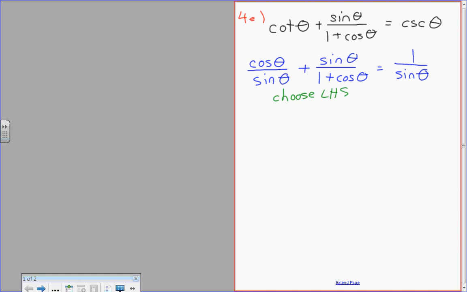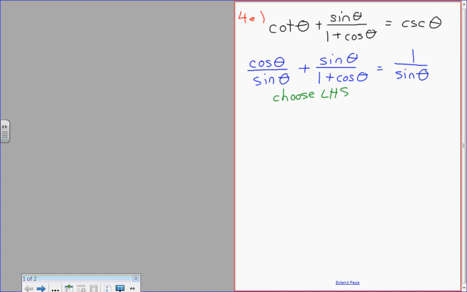Yeah, go ahead. Common denominator works for me. Somebody other than David, please. What's my common denominator going to be? And if your hand is not in the air, you should be thinking. What's our common denominator going to be here? Dan, go ahead. Sine. Yeah? No. Sorry. 1 plus cos. No. Sine times 1 plus cos.